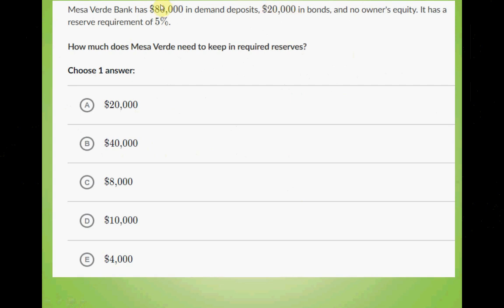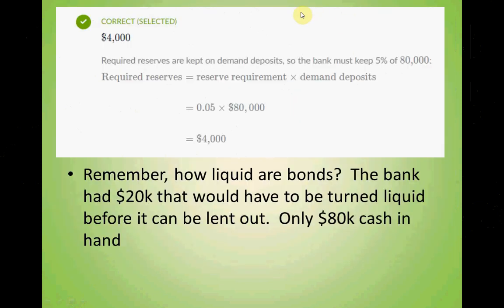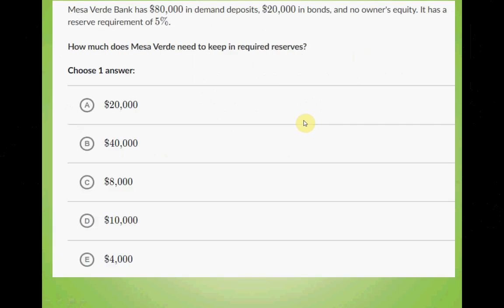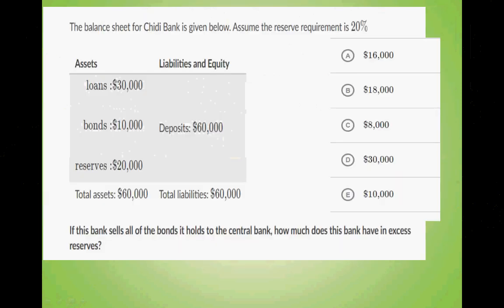So the bank has $80,000 in liabilities right now. They have to keep 5% of $80,000. The $20,000 is irrelevant for this example. So hopefully that sort of makes sense. The reserve requirement times the demand deposits. So 5% times 80,000 is $4,000. All right. Now, if they turned those bonds into cash, if they sold those bonds, and then the bank had an extra $20,000 to spend, then things might be different.